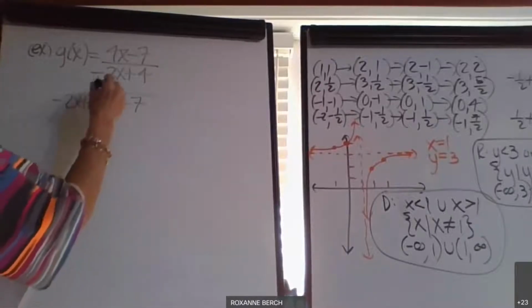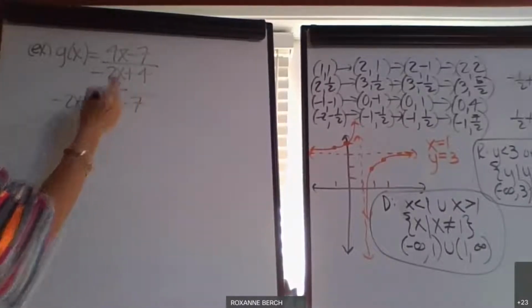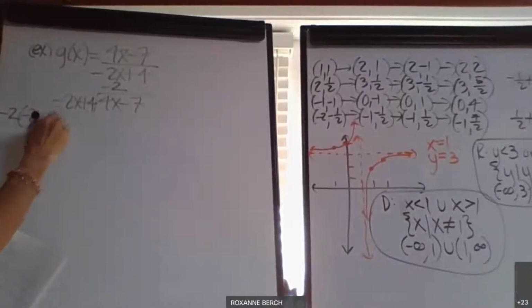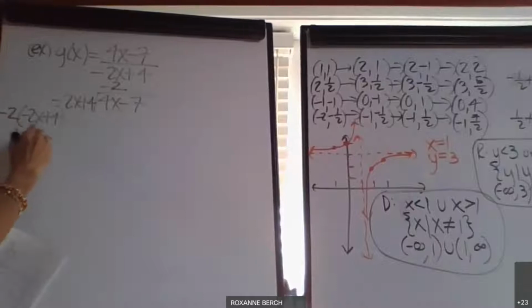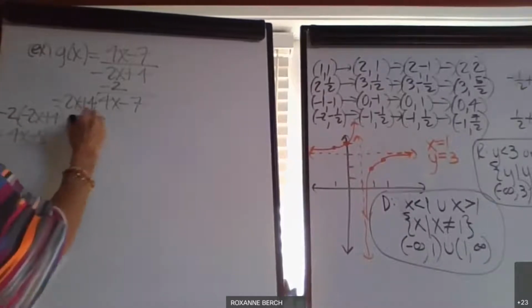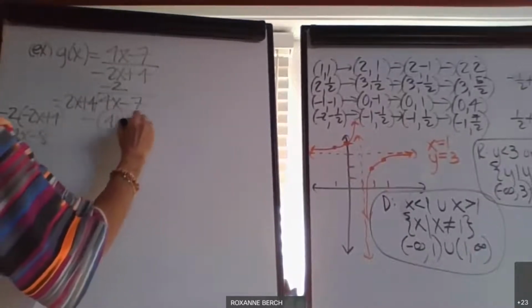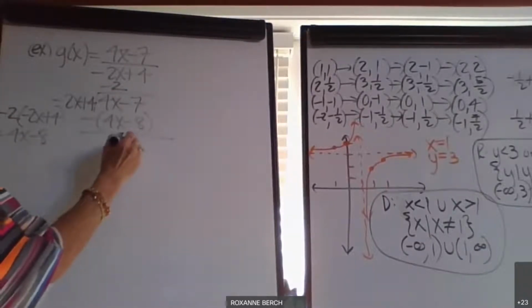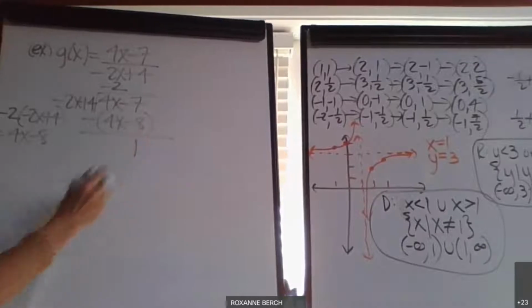So this times what is that would be a negative 2. Off to the side of the paper, we have negative 2 times negative 2x plus 4, which would be 4x minus 8. So we're going to subtract off 4x minus 8, and we get negative 7 plus 8, which is 1.